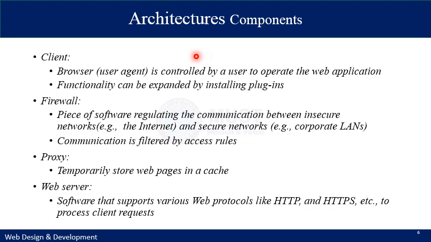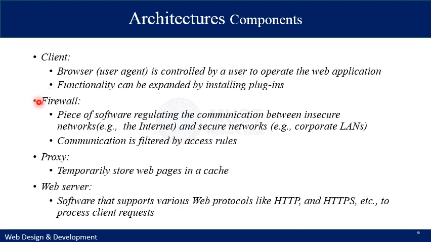There are certain particular components of architecture that define the architecture. For example, the client is one of the basic components. It is usually a user agent. It can be a browser that is controlled by the user to operate the web application. It provides functionality that can be expanded by installing plugins. So the client is an end user of your application, and it is the most fundamental part of an architecture.